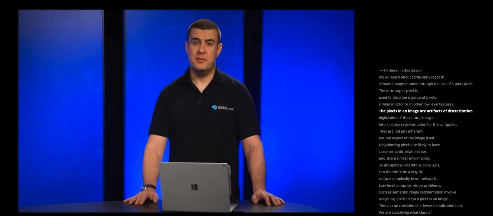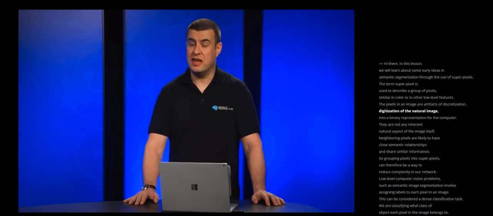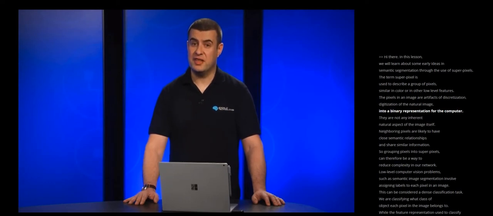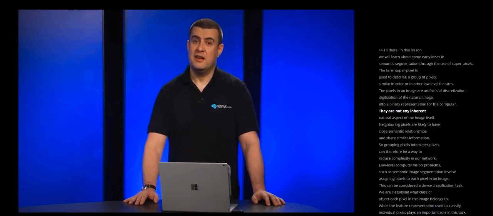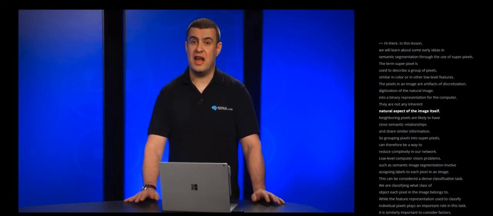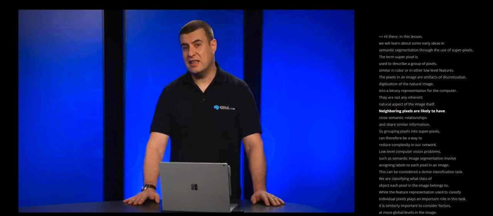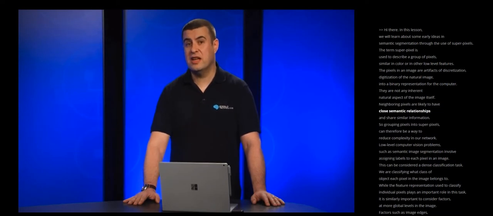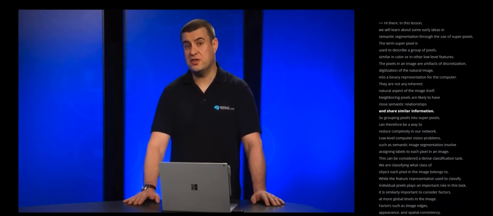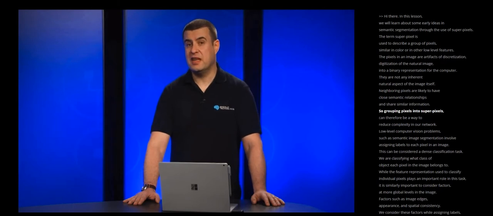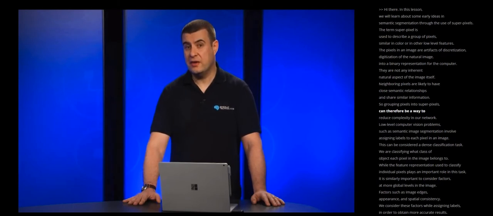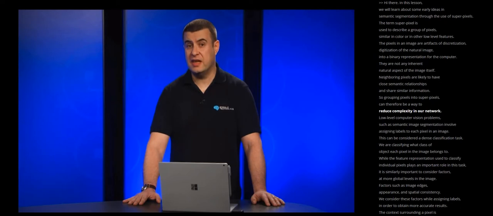The pixels in an image are artifacts of discretization, digitization of the natural image into a binary representation for the computer, and they are not any inherent natural aspect of the image itself. Neighboring pixels are likely to have close semantic relationships and share similar information. So grouping pixels into superpixels can therefore be a way to reduce complexity in our network.